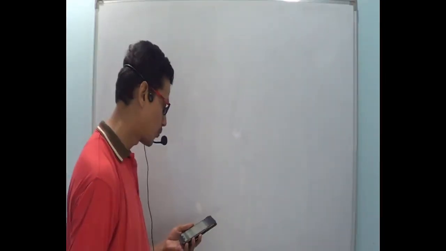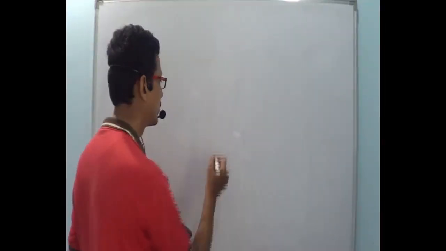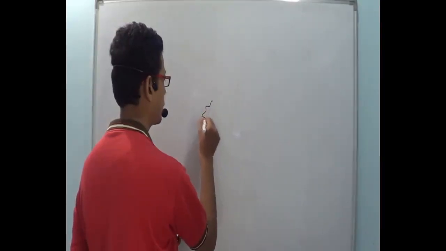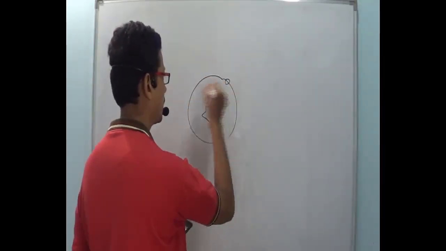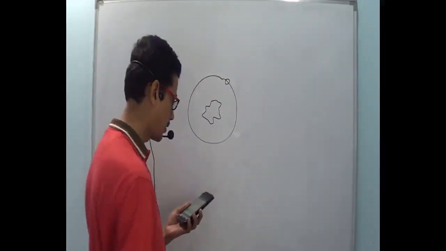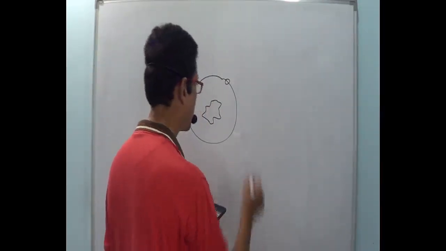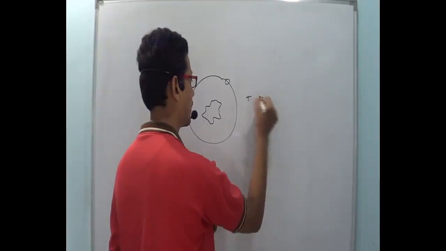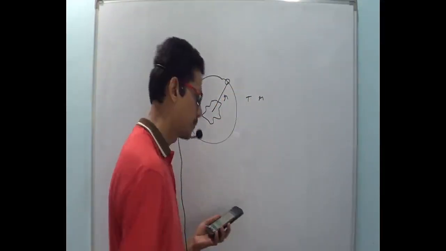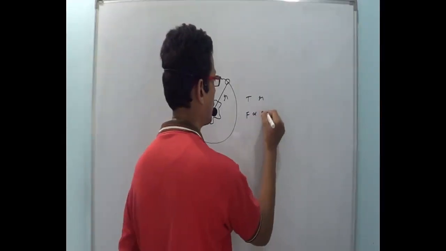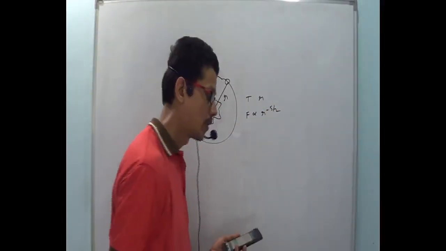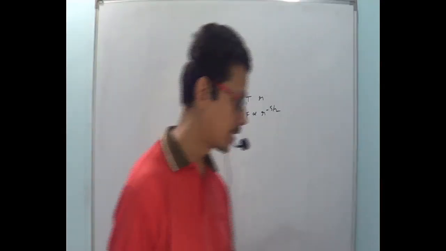A small planet is revolving around a very massive star. That is a massive star, whatever it is. A small planet is revolving around this massive star. T is the time period and r is the radius of this planet, and the gravitational force is directly proportional to r power minus 5 by 2. What is T proportional to?